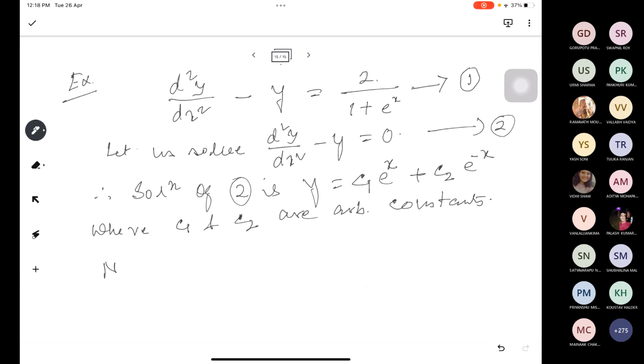Now, the Wronskian determinant. So here your u is equal to e to the power of x, v is equal to e to the power of minus x. So what will be the Wronskian determinant?